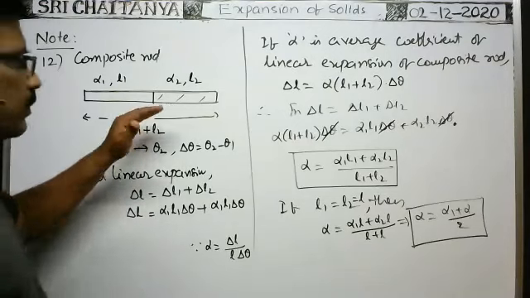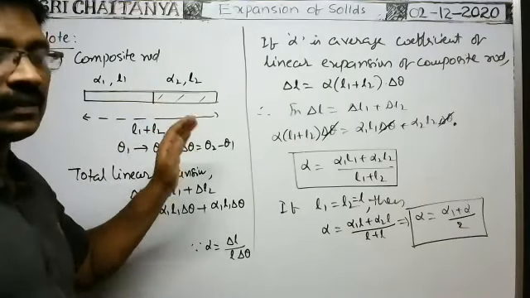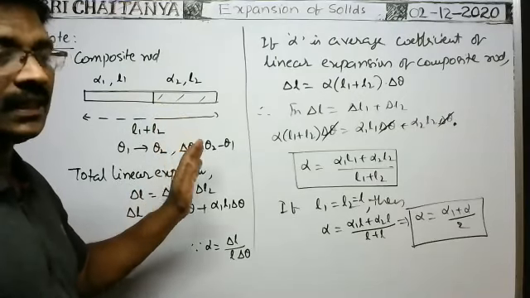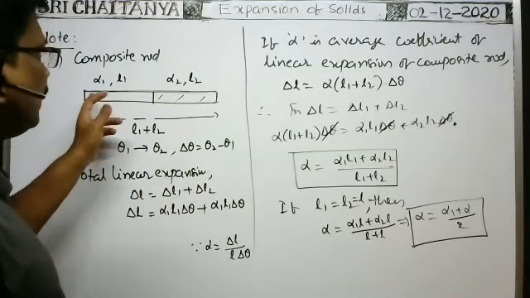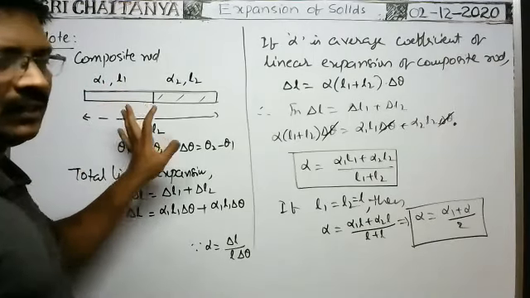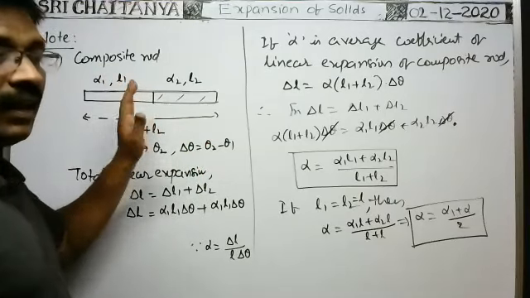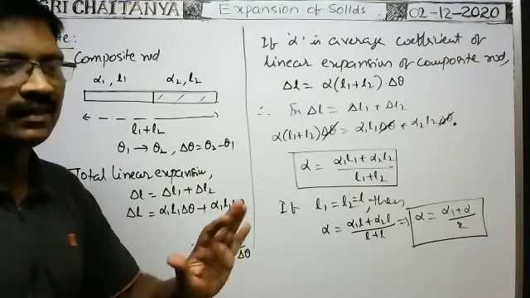The linear expansion of the rod does not depend on the area of cross section of the rod. It depends on the initial length of the rod, the nature of material, and the rise of temperature. It depends on these factors only, not on the area of cross section.